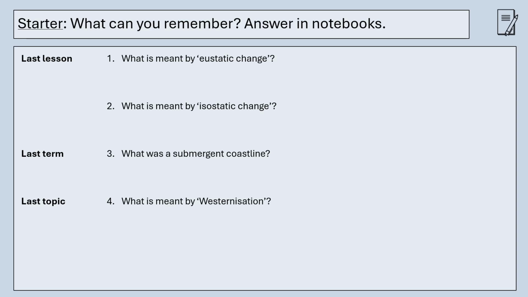If you can't remember, leave it blank and fill in the answers in a different coloured pen and make sure you are reviewing the material regularly. Okay, 4 minutes, away you go.